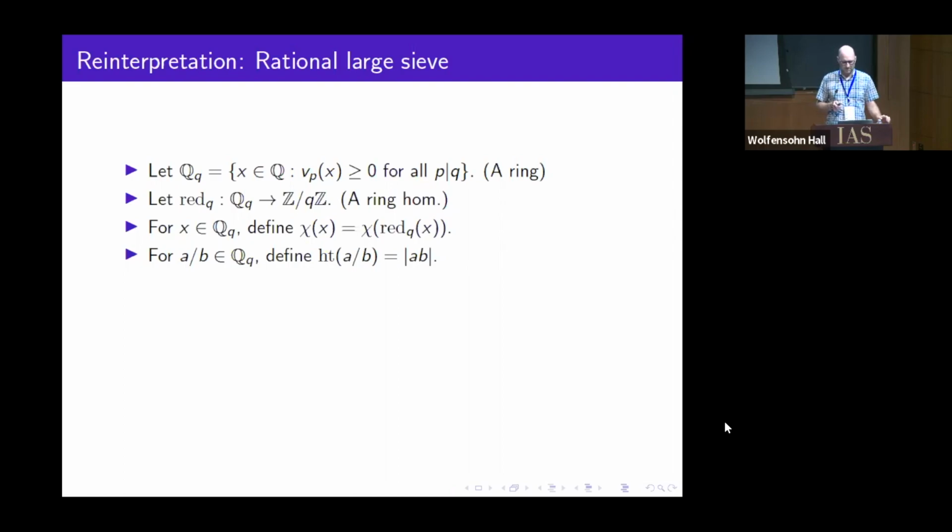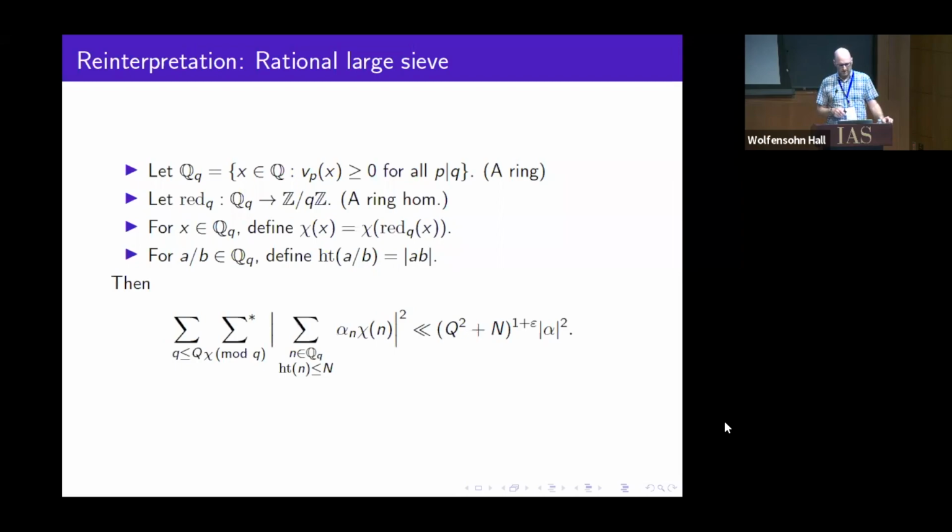Another thing, I'd like to define the height. I don't know, people might not approve of the word height here, but the height of the rational number for this talk is just the absolute value of a times b when a and b are in lowest terms. Okay, so that's just the way that they're ordered.